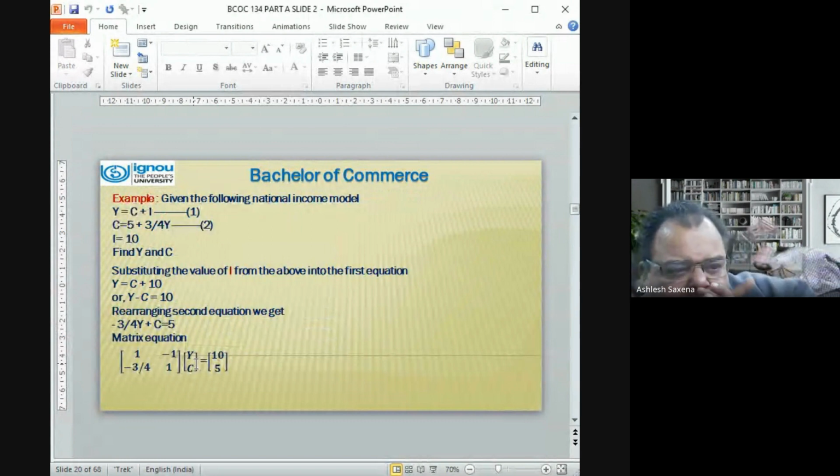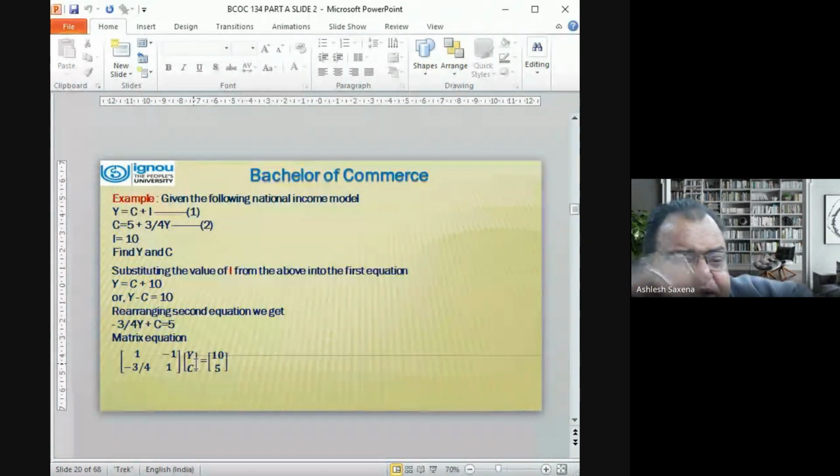You have two equations, Y is equal to C plus I and C is equal to 5 plus 3 by 4 Y. And your I is 10. You have to find Y and C. Fine. Transform the ratio. Y is equal to C plus 10, and Y minus C is equal to 10 from this equation.